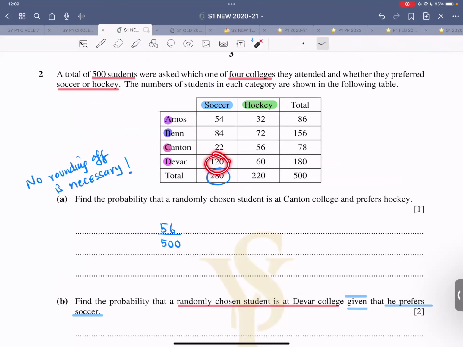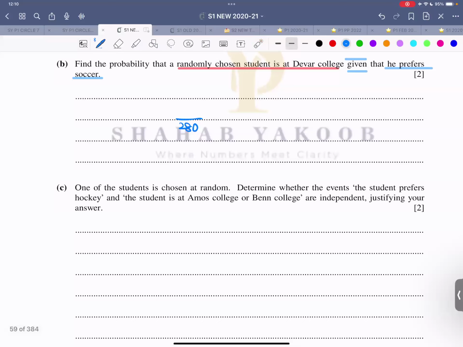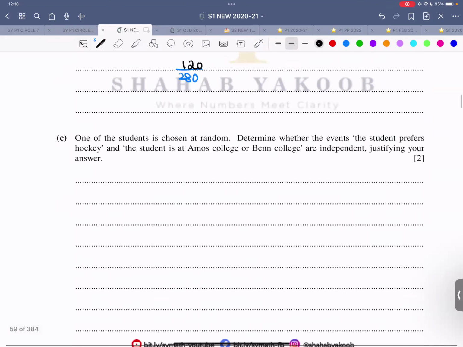But we are interested in these people, which is College C, actually College D, that is 120. So let's write 120 at the top. And again, if you want to, you can reduce it. Otherwise, as such, there is no need of reduction. So this part is all done.